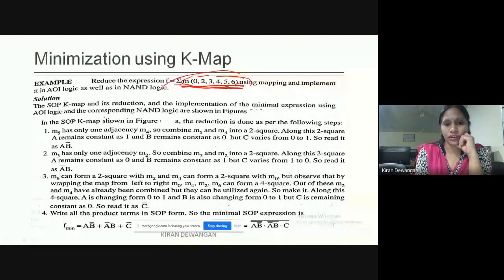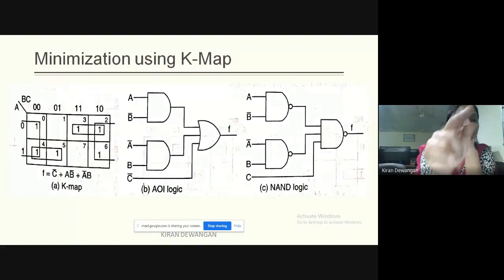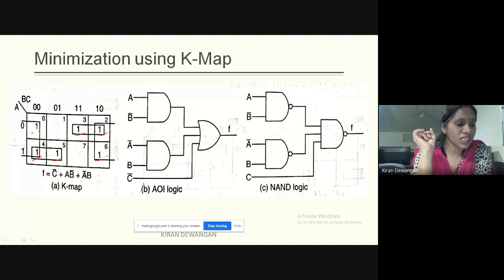So from here, we'll start mapping in the K-map. The min terms present are 0, 2, 3, 4, 5, and 6. Now let us go to another slide. Here, this is min term 0. This is min term 2. This is min term 3. This is min term 4, 5, and 6. So these are the min terms present in the function.